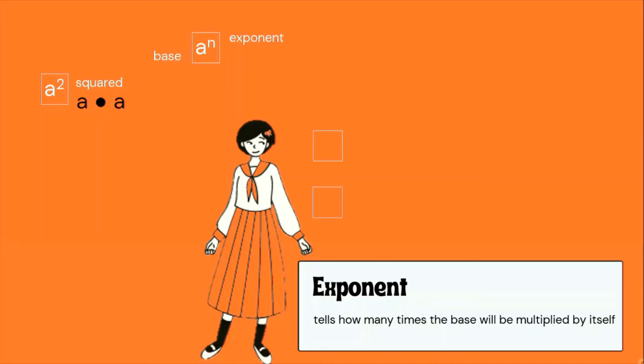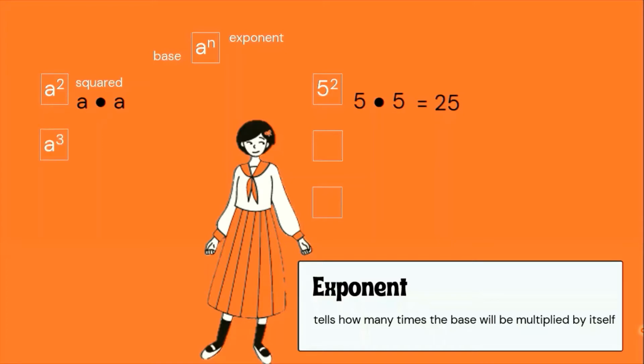Kung bibigyan natin ng value yung a, yung variable na a, magbigay tayo ng halimbawa. Say for example, magiging 5 ito. 5 raised to the power of 2 or simply 5 squared. Ito yung kanyang expanded form. 5 times 5 dahil yung base na 5 ay merong exponent na 2. 2 beses natin ito imumultiply sa sarili niya. Kaya 5 times 5 na ang sagot ay 25. So, ang value natin for a squared, if a is equal to 5, ito ay magiging 25. Dahil 5 times 5 is 25.